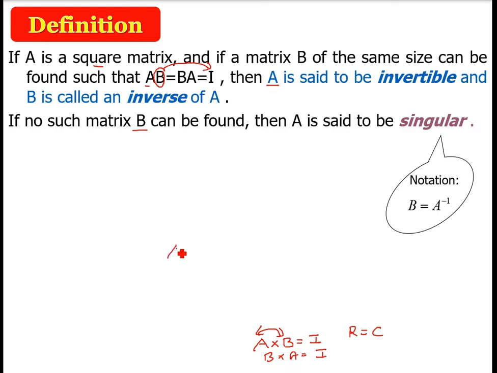So this is the notation. If A multiplied by B equals the identity matrix, then B will be equal to A inverse. If we do BA and this is equal to I, then we call this B as A inverse. Now in this case, A is equal to B inverse.